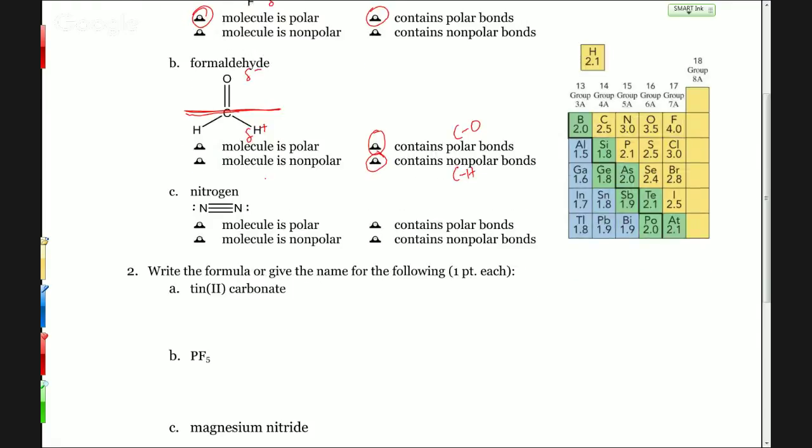So then what about the last one, nitrogen, N2? Yeah, that one's going to be non-polar with a non-polar bond between N and N. If it's just N and N, there's no difference in electronegativity there. So the electrons aren't going to be pulled more to one side or the other.